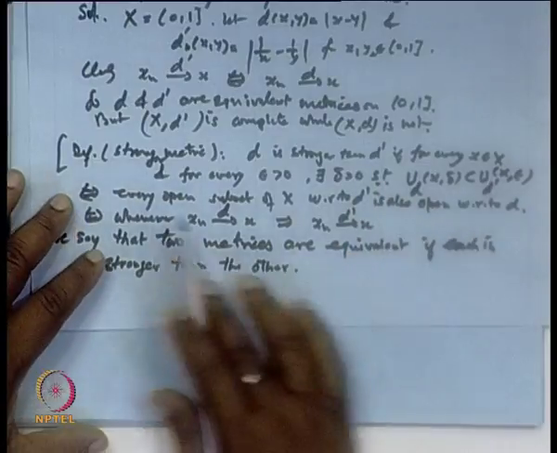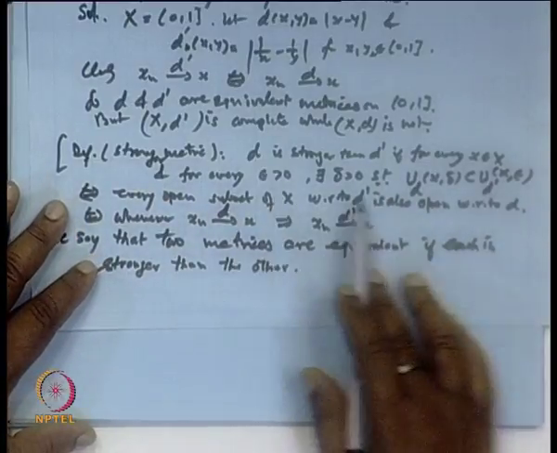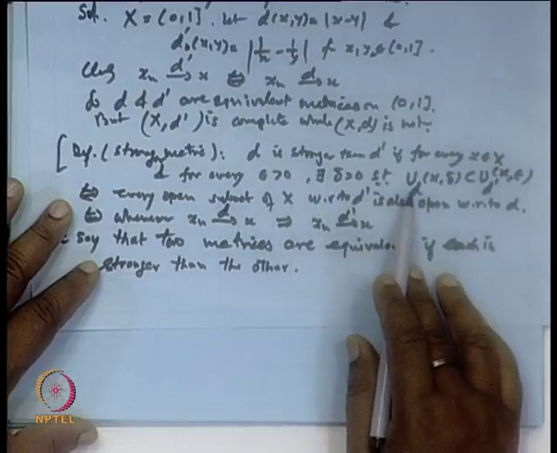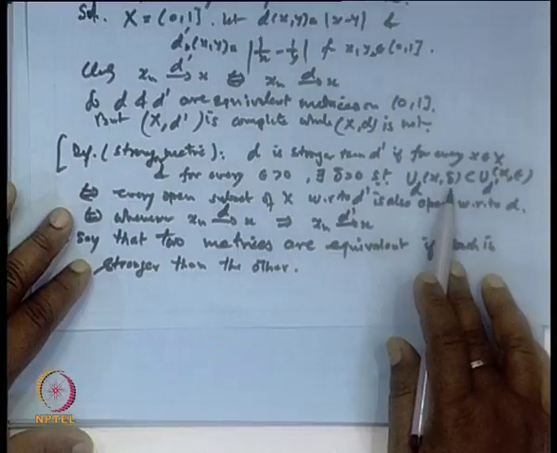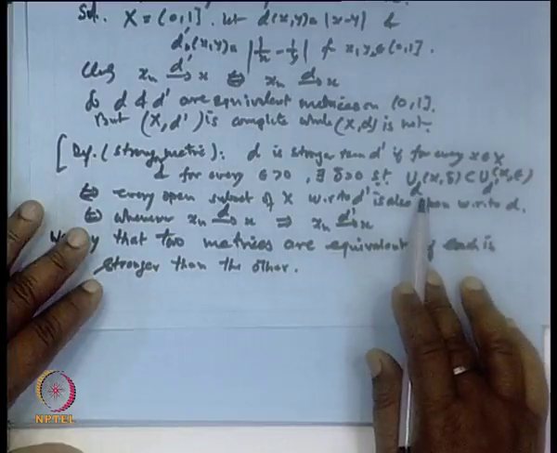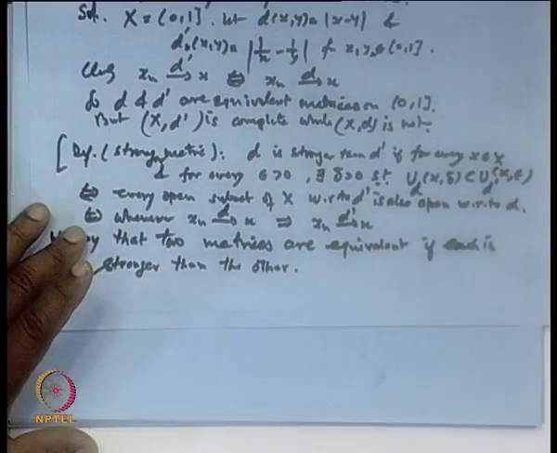And we define the stronger and weaker metric: a metric D is stronger than D dash if for any x and for every epsilon greater than 0, there exists a delta such that the open ball centered at x with radius delta under the metric D is contained in this. What is the meaning of this? Let us see.